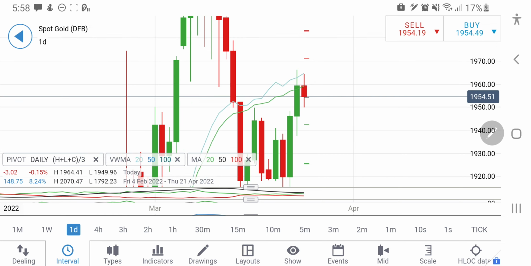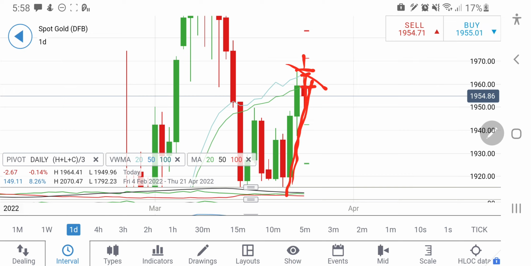Now it is getting the resistance at... now see, first of all, higher lows, lower highs. So either it may try to trade between this zone, that is 1950 to 1963, 64, or once it breaks out beyond the previous highs, definitely it is going to fly. So first resistance at 1960, it has to pass.